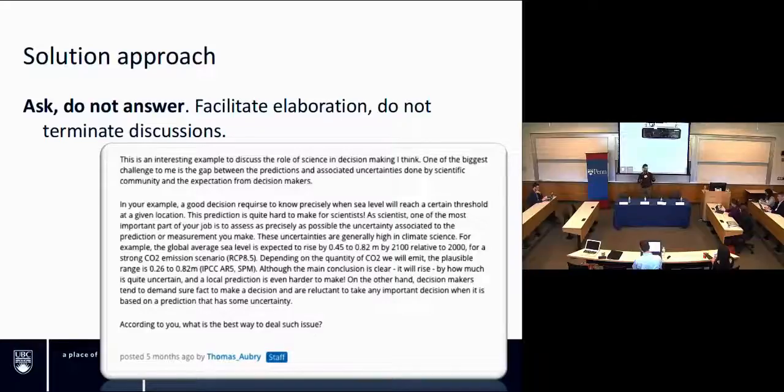And then when you join, yes, put in your opinions, summarize what happened before you, and then ask at the end, what else? Can you elaborate? What do you think? So ask, not answer. Right, so the TA here gives, this is an interesting example, a discussion, a summary, an opinion, and they say at the end, according to you, what is the best way to deal with such an issue? Right, that's what the TA wrote.